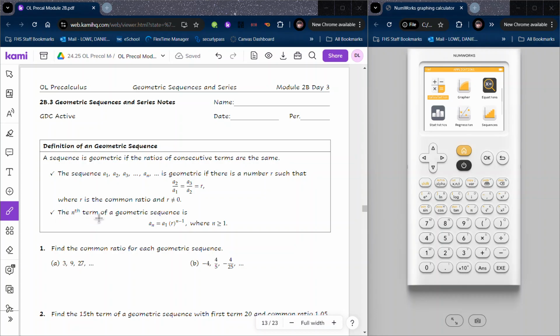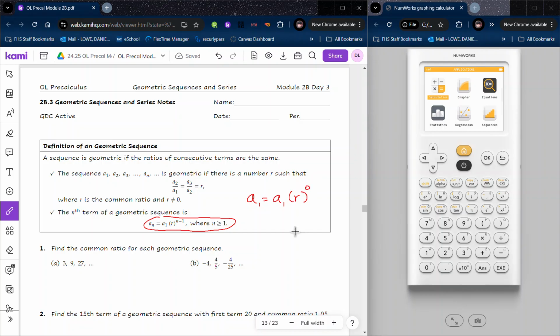We can find the nth term of a geometric sequence by using this formula: a sub n is going to be the first term times the ratio raised to the n minus 1 power, right? And that way, a sub 1 is going to be that first term times the ratio to the 0 power, right? Because n minus 1 is equal to 0 if n is equal to 1.